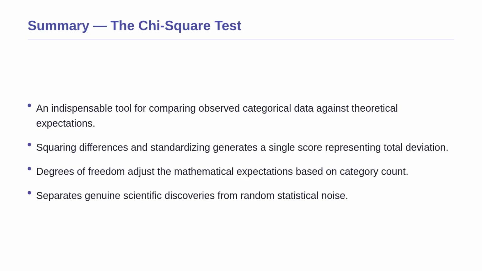We have covered a lot of ground today. To summarize, the chi-square test is an indispensable statistical tool that allows us to compare observed categorical data against theoretical expectations. By squaring the differences between what we see and what we expect and standardizing them, we generate a single score that represents the total deviation in our experiment. We also learned how degrees of freedom ensure our experiments are judged fairly.